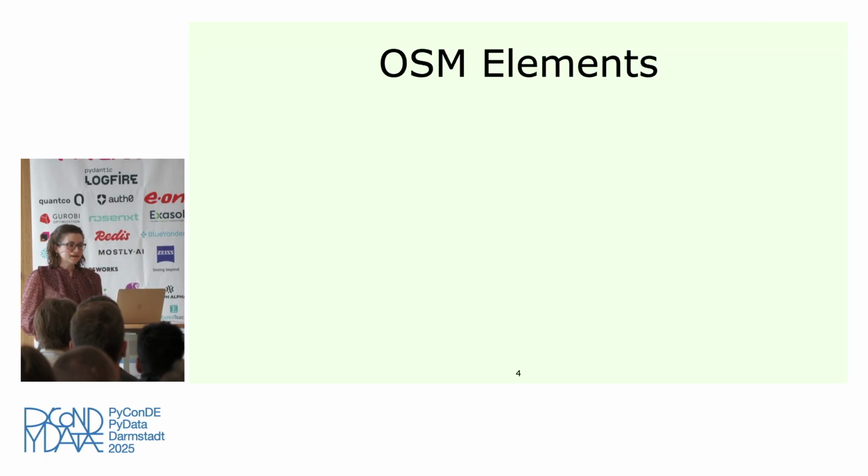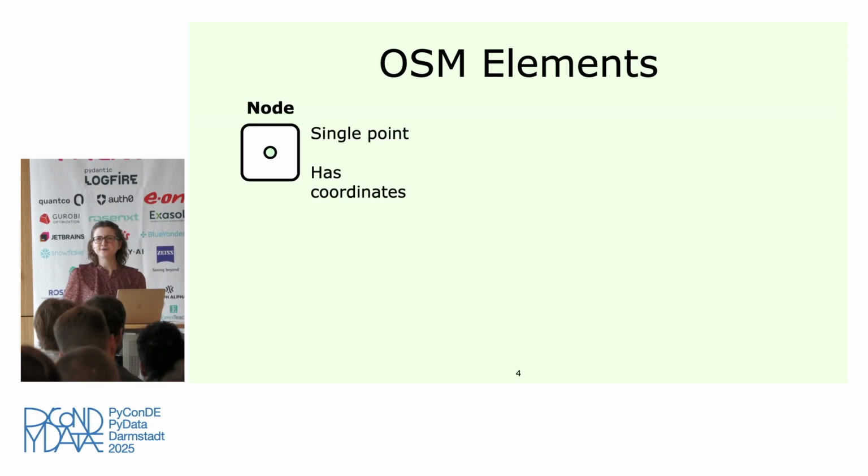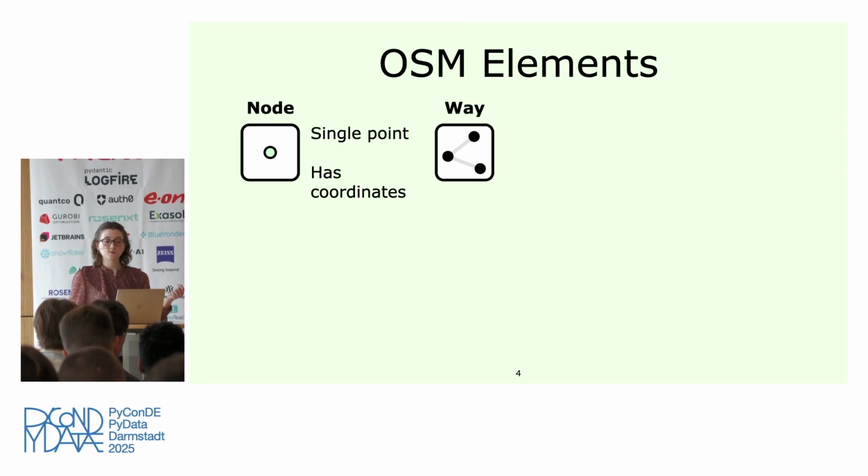Okay, so what kind of data is in this database? So all the places on the map can be described in terms of 3 main elements. First, we have a node. A node is a single point in space, and importantly, it has longitude and latitude coordinates. An example of this would be something like a bench, or a bus stop, or a post office. So nodes have coordinates, and they're used to describe other elements like ways.